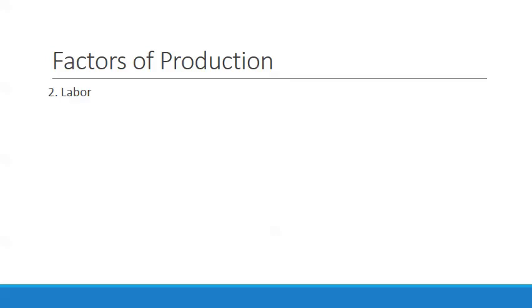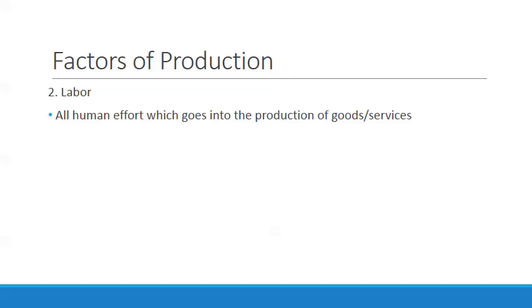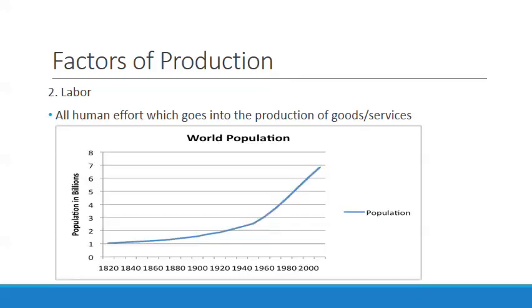So our second factor of production is labor. And of course, now we're referring to the human population. So all human effort which goes into the production of goods and services is considered labor. In other words, what we produce. We have all of this land and all of these natural resources, but they don't mean anything unless we have the ability to produce something with them. Thus, labor comes into play.